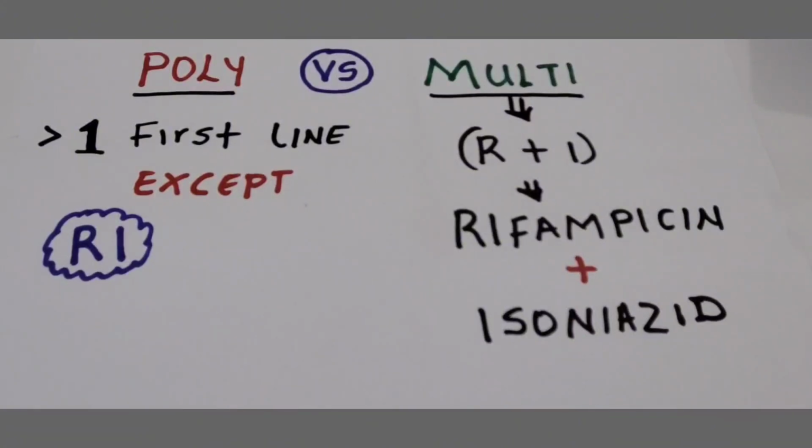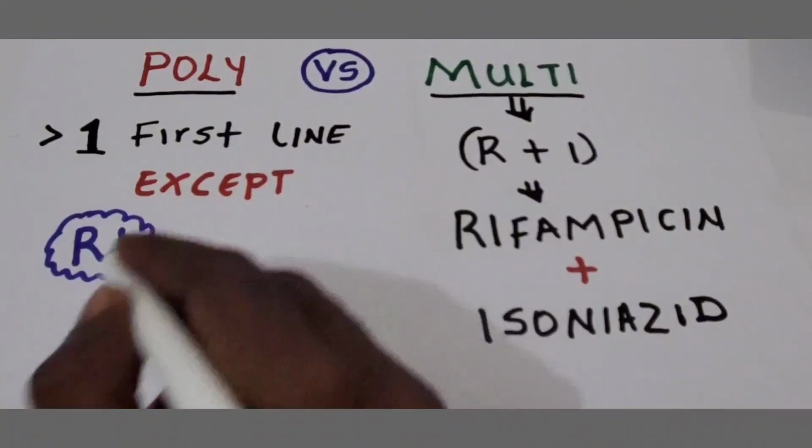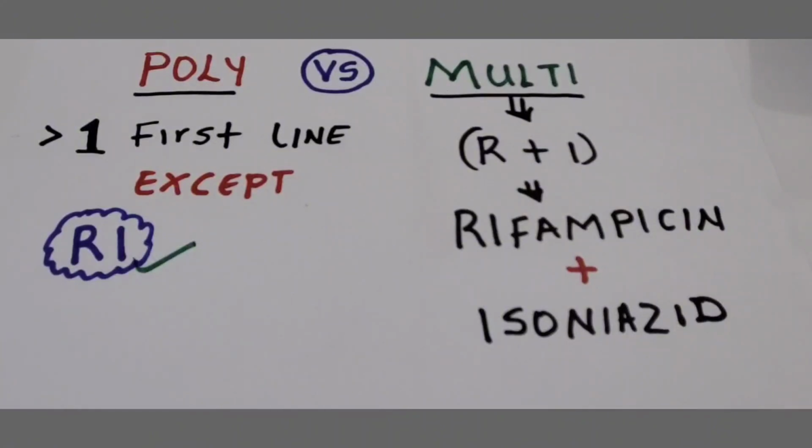When we say polydrug-resistant TB, it means you have resistance to more than one first-line antitubercular drug, other than the combination of rifampicin and isoniazid. We have 4 first-line antitubercular drugs, which are the RIPE. In any situation wherein you have more than one of these first-line drugs resistant, then we can consider it as polyresistant, without rifampicin and isoniazid together.